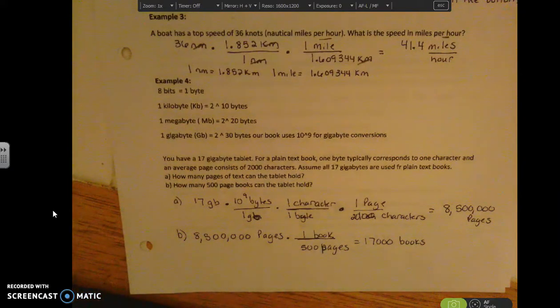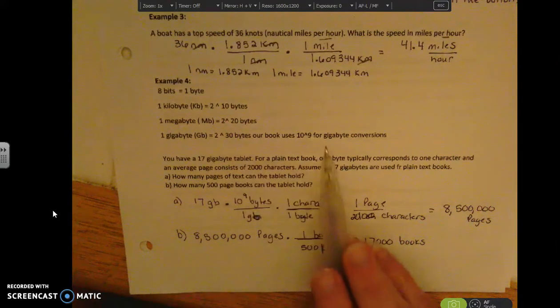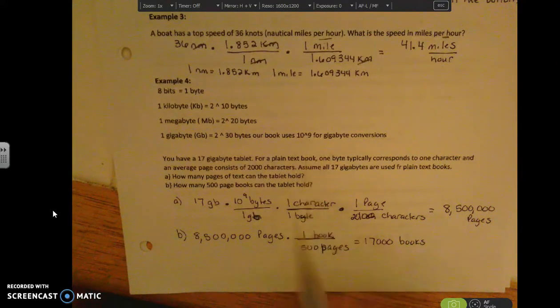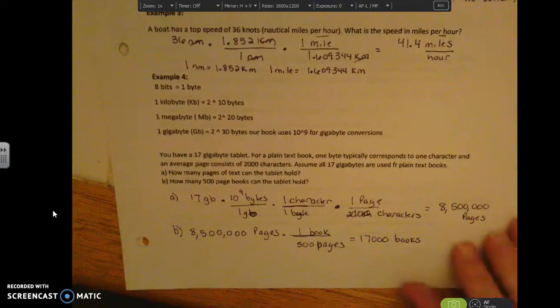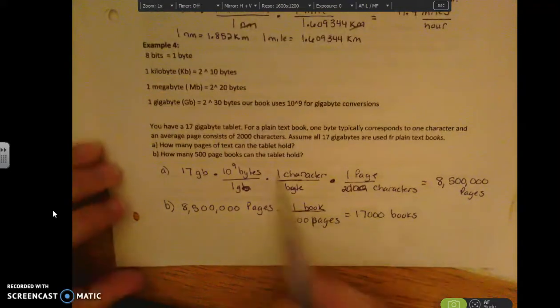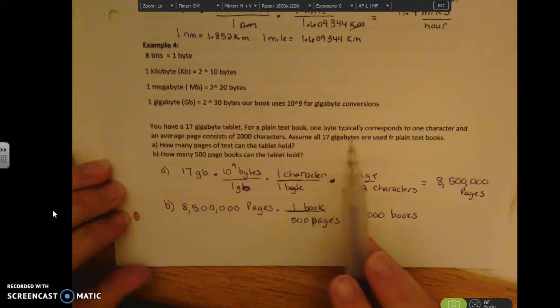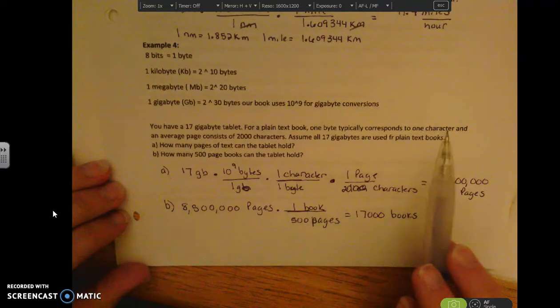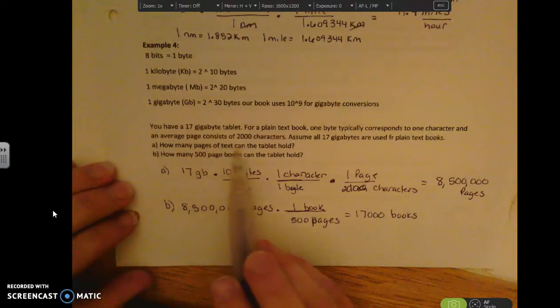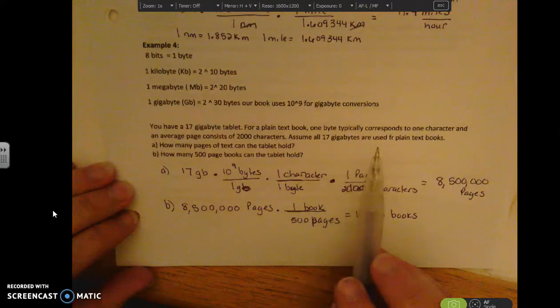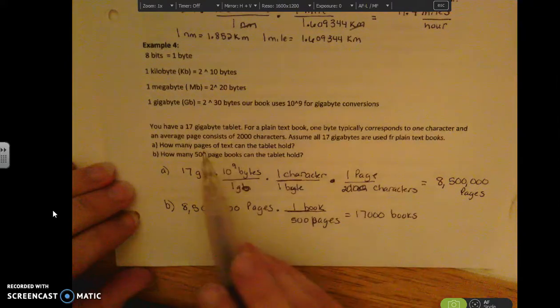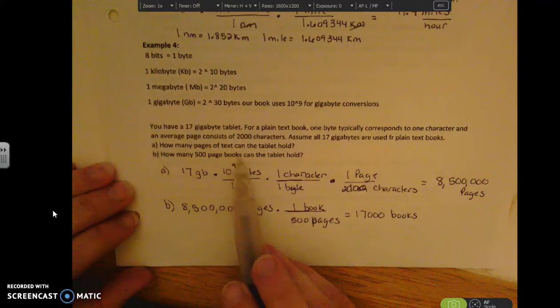You will see that frequently where mathematically it's supposed to be 2 raised to the 30th power, but a lot of people will use 10 to the 9th power as a little bit simpler conversion. So in this case, you have a 16 gigabyte tablet, and for a plain textbook, 1 byte typically corresponds to 1 character of data, and an average book consists of about 2,000 characters. So assume all 17 gigabytes are used for a plain textbook. How many pages of text can that tablet hold?